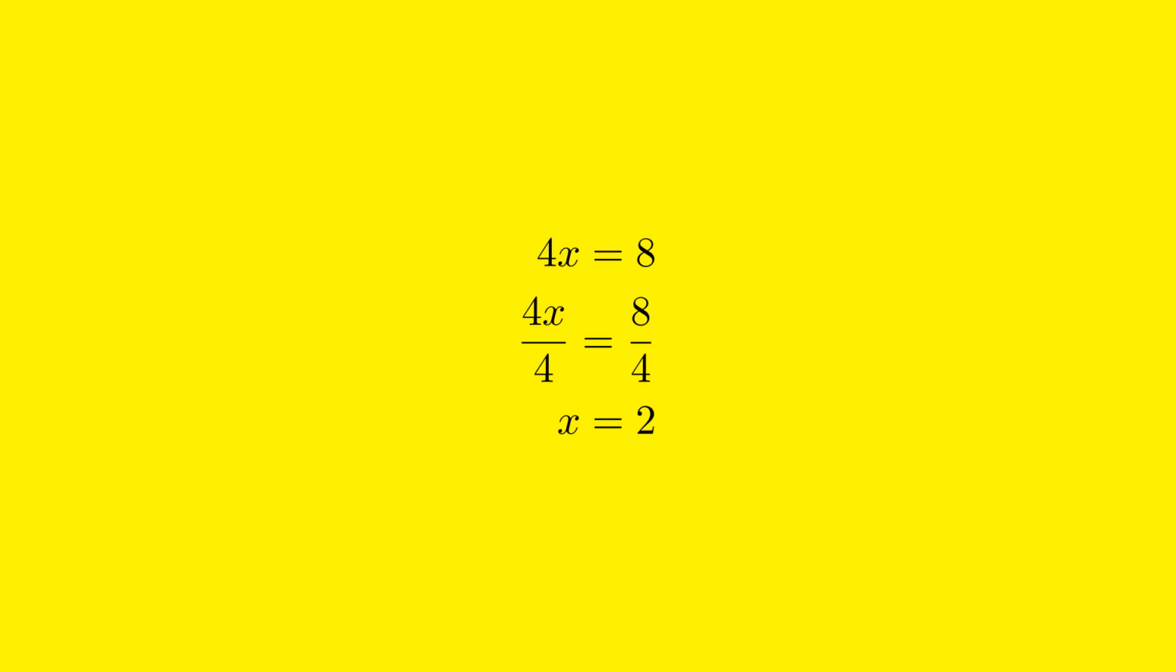This looks like 4 times x divided by 4 equals 8 divided by 4. On the left side, the 4's cancel each other out, leaving us with just x. The equation now looks like x equals 8 divided by 4. Performing the division on the right side, we get 8 divided by 4 equals 2. So x equals 2. We have now solved for the variable x. The solution to the equation 4 times x plus 7 equals 15 is x equals 2.